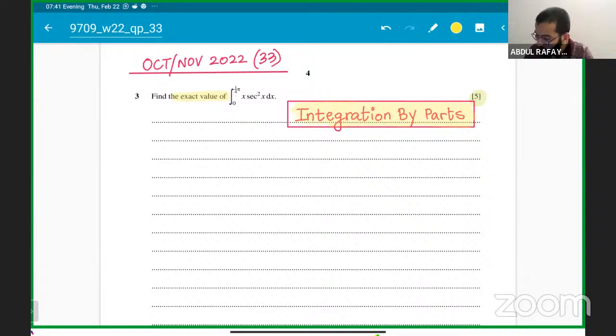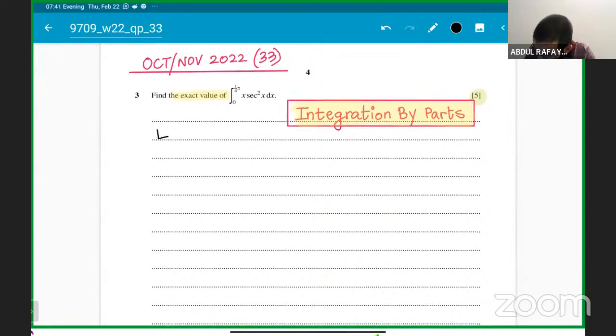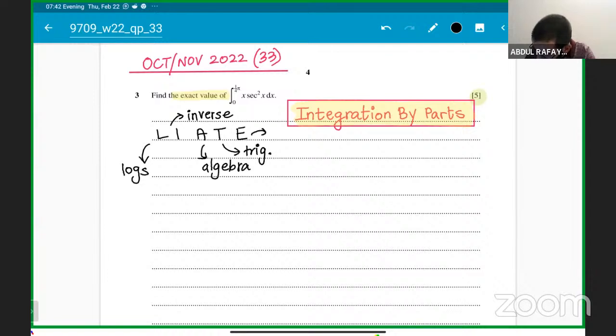What we need to understand is the concept of LIATE. L stands for logs, I stands for inverse, like tan inverse that we have as part of the syllabus, A stands for algebra, T stands for trigonometry, and E stands for exponential.